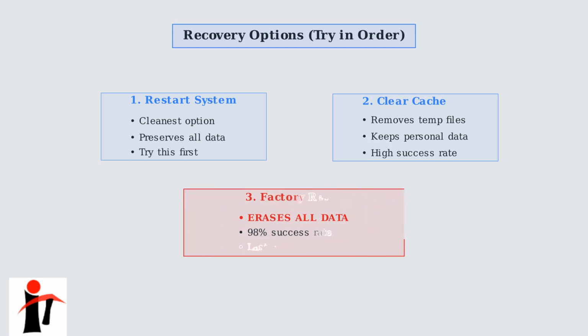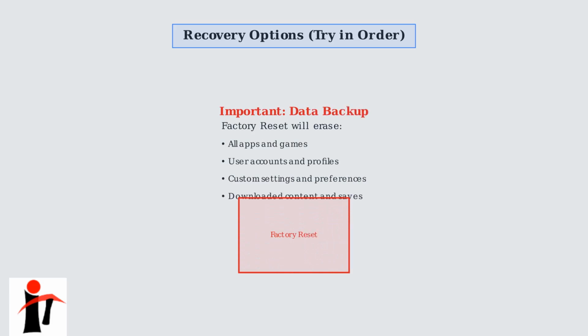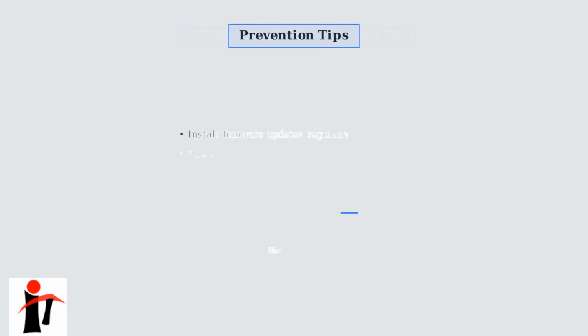As a last resort, Factory Reset will completely erase all user data and return your Quest 3 to its original factory state. While this has a 98% success rate for resolving boot issues, you will lose all your data, apps, and settings. Before performing a factory reset, remember to back up any important data if possible. Once the reset is complete, you'll need to set up your Quest 3 from scratch, reinstall apps, and reconfigure all your settings. Prevention is always better than cure.